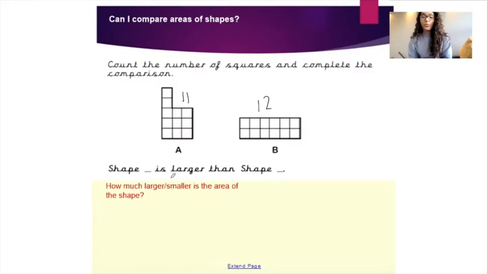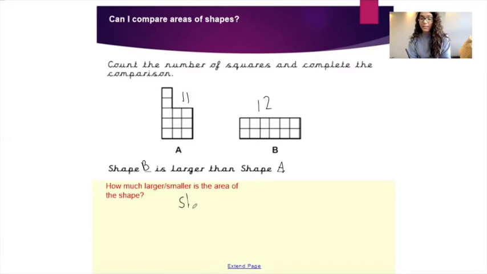So, which shape is larger, A or B? Good, it would be B. Shape B is larger than shape A. So how much larger or smaller is the area of the shape? So how much larger is shape B than A? What do you think? Shape B is 12 squares and shape A has an area of 11 squares.